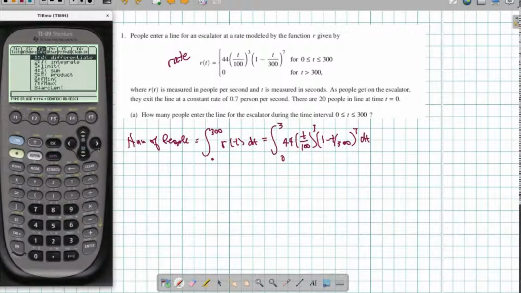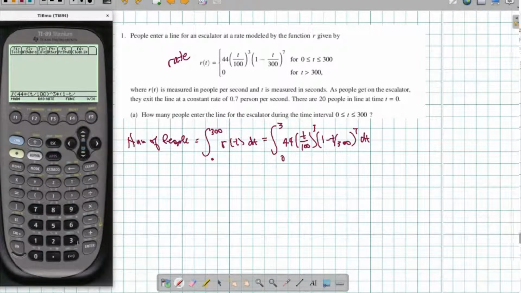So I'm going to do F3 for calculator. We're going to integrate, and I want to integrate 44 times t divided by 100, I need parentheses there, raised to the third times, and open parentheses again, 1 minus t over 300, close to the 7th power. So that's my function. I want to integrate with respect to t from 0 to 300 and figure out what the result of that is.